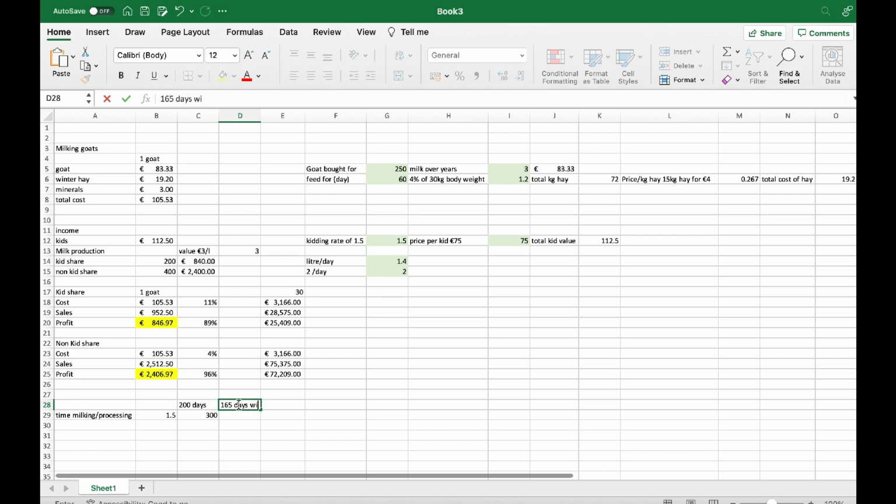Winter. I just want to get them all on the line here so I can auto sum it. So this is equal to 165 multiplied by 0.33, because we're working in hours. And so this is going to be equal to this plus this. Okay, so maintaining the goats is going to take 354 hours.